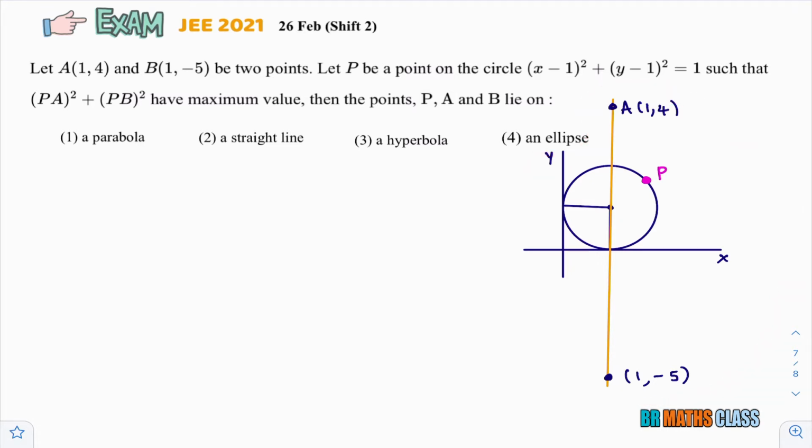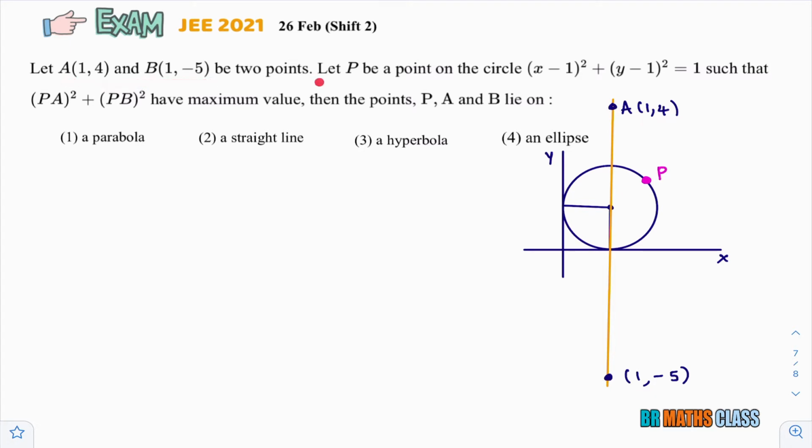You observe the points A and B. In these 2 points, the x coordinate is 1. So we can easily say that these points lie on the line x equal to 1. You observe this is the line x equal to 1. Here A is (1, 4), B is (1, -5). We can easily say that these 2 points lie on the line x equal to 1.